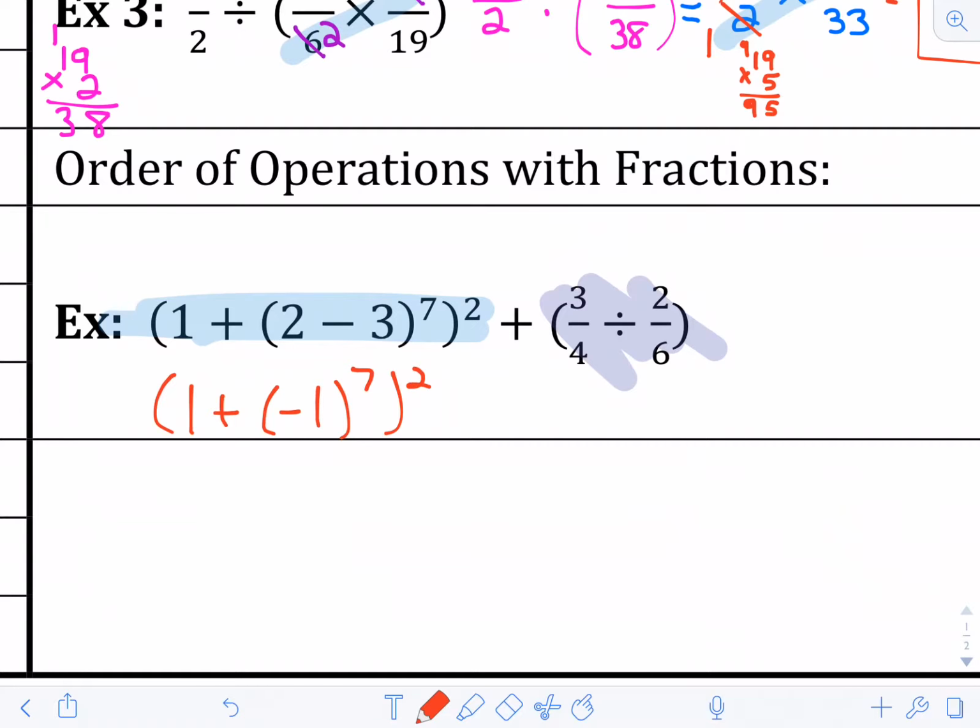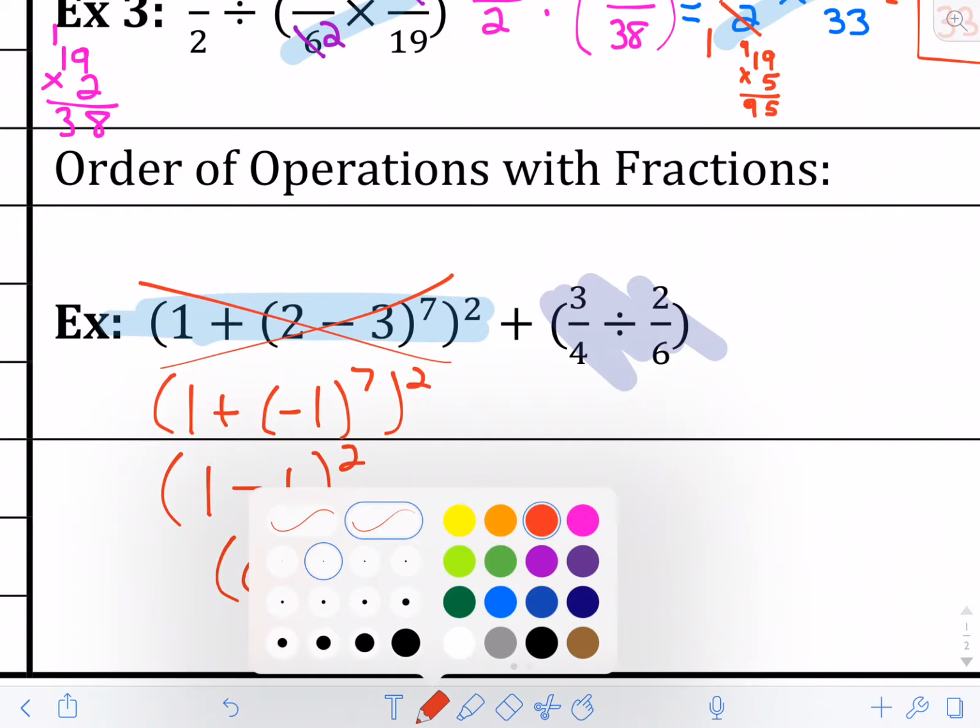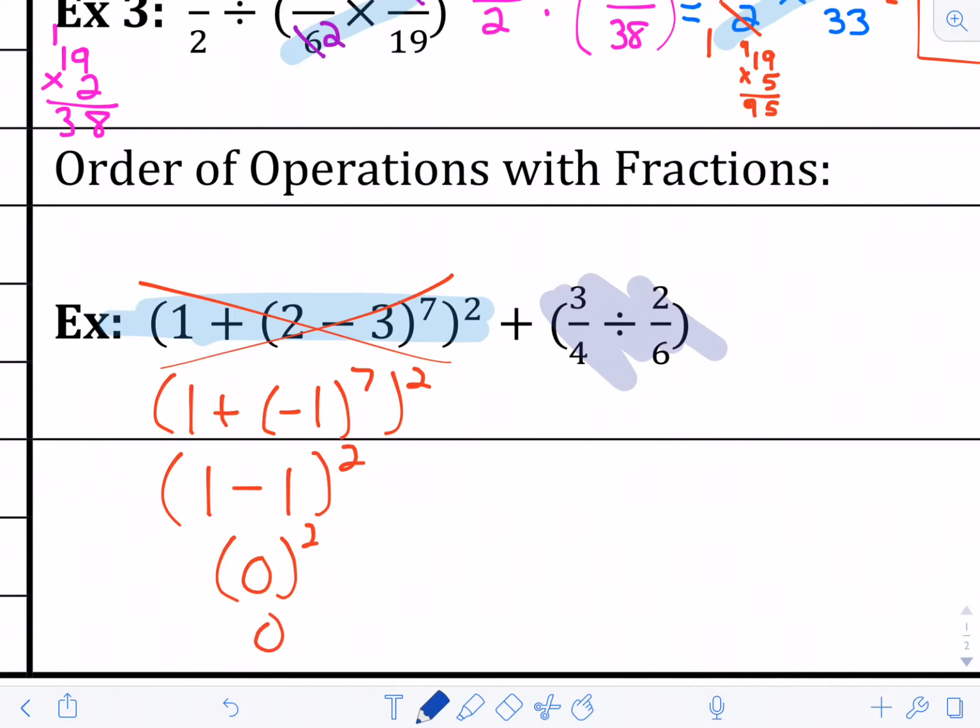Negative 1 to the 7th power. If it's to an even number, it will always be a positive. To an odd number, it's going to be negative. So here I'm going to have 1, this is going to be negative 1. So 1 minus 1 squared. Well, 1 minus 1 is 0, and 0 squared is 0. So pretty much I can ignore this whole piece. And what it comes down to is just this division over here.